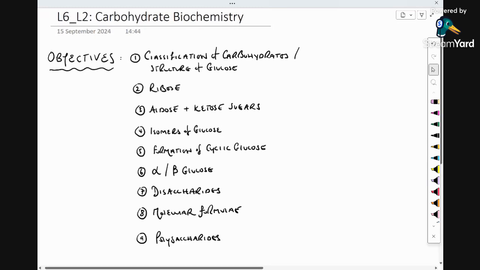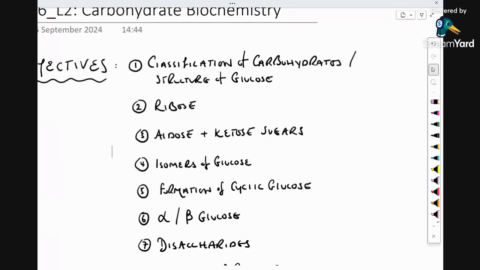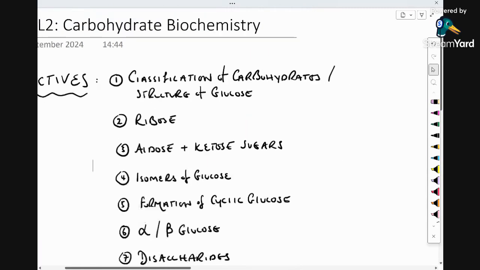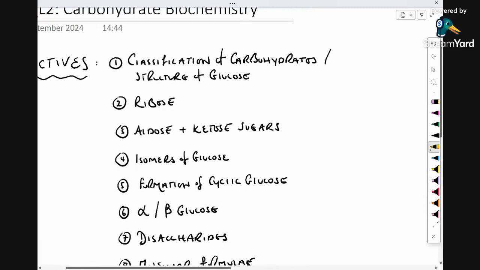So this may look like a lot of objectives, and it is, I guess, but hopefully some of these we can tick off fairly quickly as a result of you already covering the biochemistry of water. So we'll make a start. The first thing we're going to look at is the classification of carbohydrates and the structure of glucose, which is our single carbohydrate, so something called a monosaccharide, which we'll look at now.